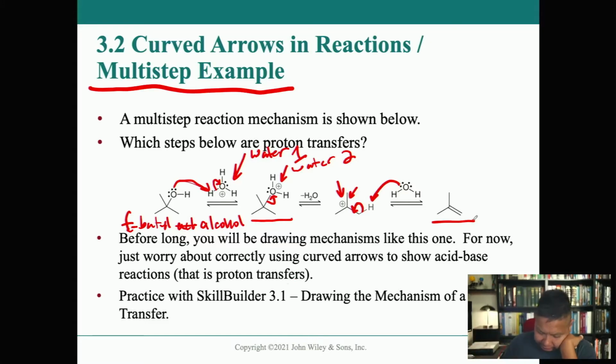Okay. So before, I love how the textbook says these kinds of things. Before long, you will be drawing mechanisms like this one. Yeah, because that one was a little bit. For now, just worry about correctly using the curved arrow to show the acid-base interactions, like the proton transfers, right? So there is a proton transfer there. Okay. This part right here, the second step was not a proton transfer, so don't worry about that so much. But this is a proton transfer here, right? That's a proton transfer there.